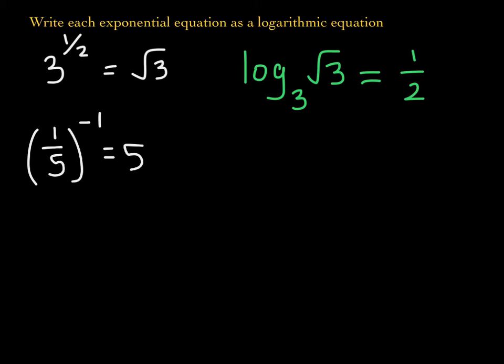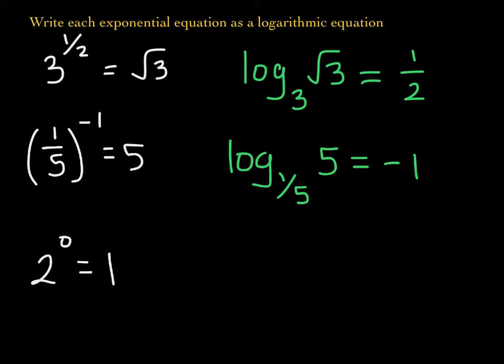1/5 raised to the -1st power is 5. This would be a great opportunity for you to pause the video and try to rewrite this as a logarithmic equation on your own. Okay, so here's my logarithm. My base is 1/5, my argument is 5, and my exponent is -1. I hope you did pretty well there. Let me give you another one. 2 to the 0th power is equal to 1. So as a log equation, it'd be log base 2 of 1 gives me 0. Good job, everybody. We rewrote each equation in the opposite form. Very good.